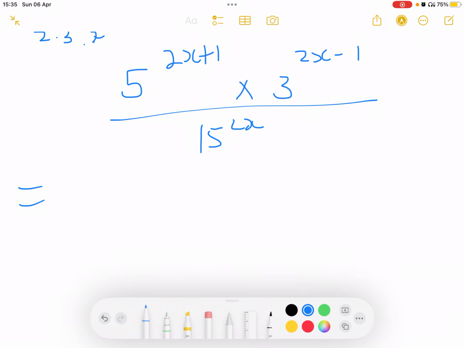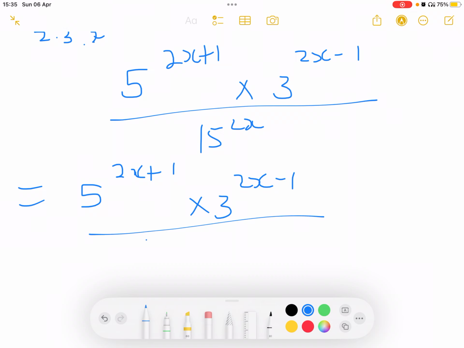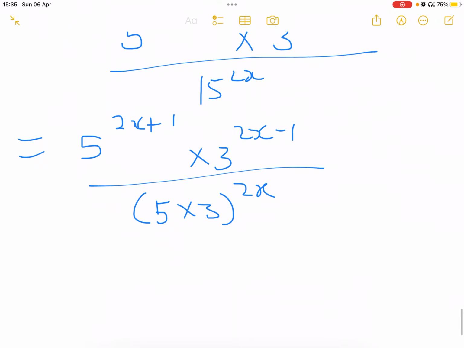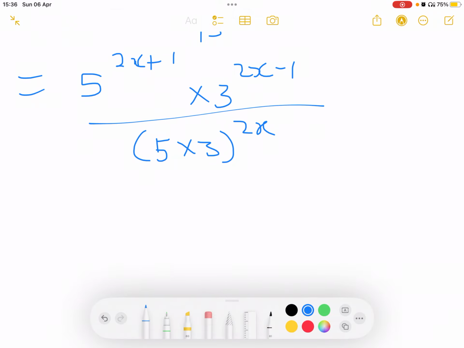What do you do first? To do first, change any number that is not in its prime to a prime. For example, 15 is not in its prime, so 5 to the power of 2x plus 1 multiplied by 3 to the power of 2x minus 1 all over 15 can be written as 5 times 3 raised to the power of 2x. Right. And then you can do the expansion as per the reverse of a law.